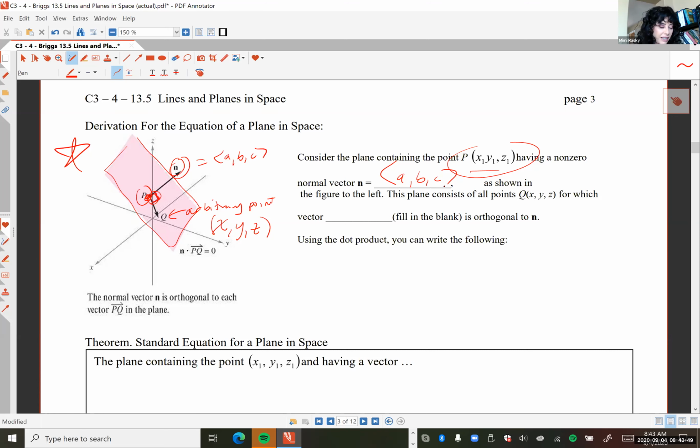So this plane consists of all the arbitrary points Q that live on the plane, for which the vector PQ is orthogonal to N. So you need to form the vector PQ, and we'll do that in a second. But let's do a quickie review. When you have two vectors that are orthogonal, what is true about them as far as the dot product of those two? Think about what we've learned in the past week and a half. Equals 0. Very good. In other words, N dot product with PQ had better equal 0. That has to be true.